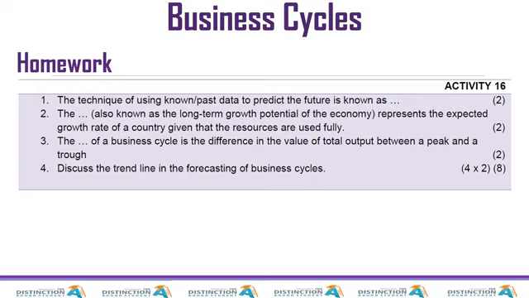This has brought us to the end, and here's your homework. The technique of using known or past data to predict the future is known as what? The dash represents the expected growth rate of a country given that the resources are used fully. The dash of a business cycle is the difference in the value of total output between a peak and a trough. And lastly, discuss the trend line in the forecasting of business cycles.